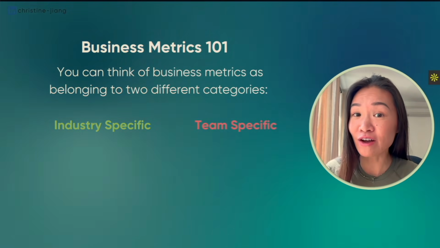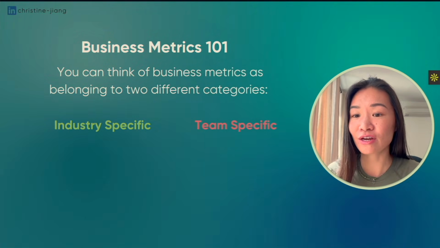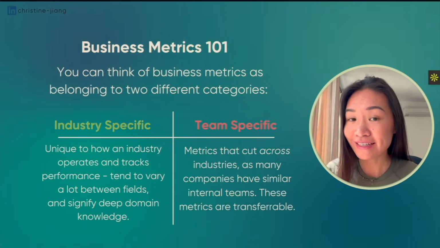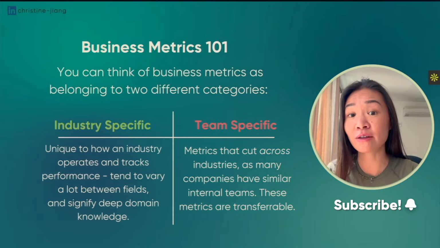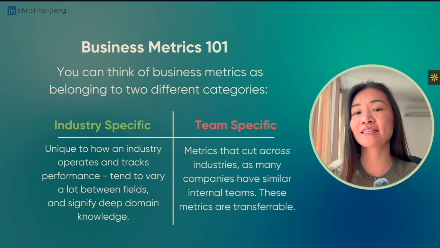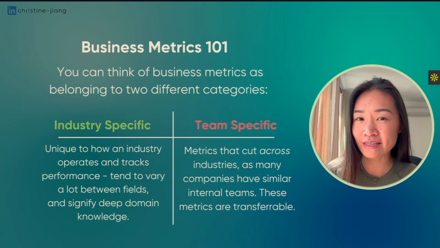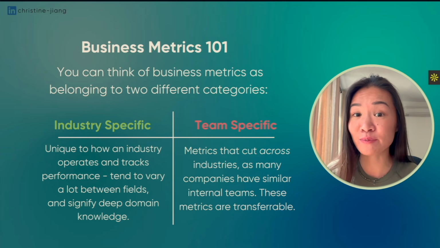So you can think of business metrics as belonging to two different categories. There are industry-specific metrics, and then there are team-specific metrics. Industry-specific metrics are unique to a specific field, how that industry actually operates and how they track their performance. And it tends to vary a lot between different fields. It's not necessarily as transferable, but it does signify very deep domain knowledge. This is something that you would likely build in experience over time.